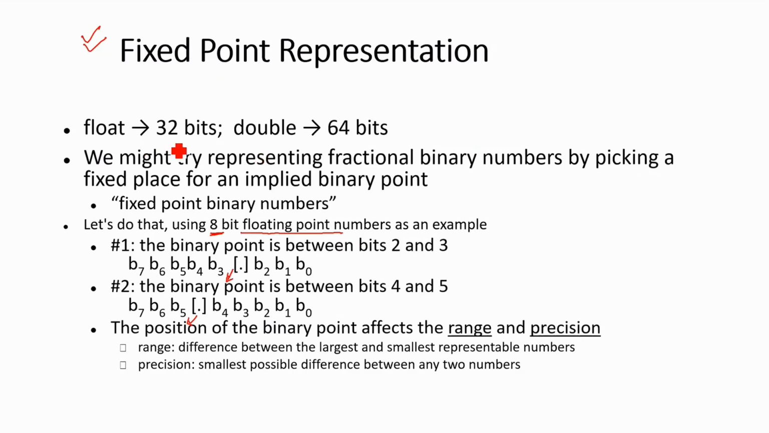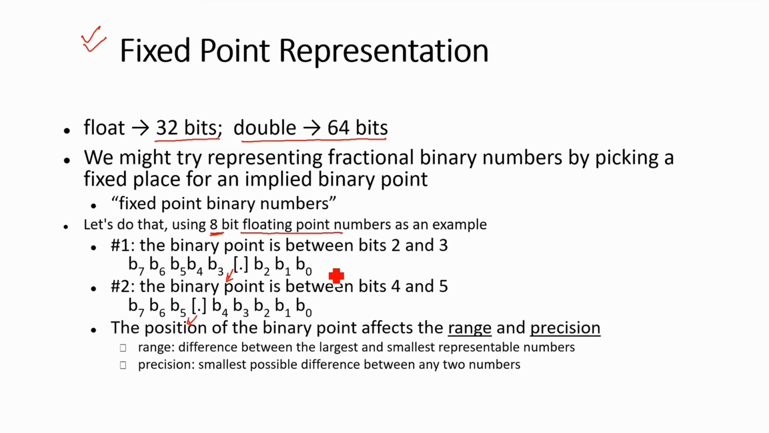In case of floating point numbers, a float basically uses 32 bits. If a double is there, then it will be using the 64-bit representation. Once we represent fractional binary numbers by picking a fixed place for an implied binary point, then it is called fixed point binary numbers. But if the binary point is not fixed, and it is placed here or placed there, there is a change in the binary point.